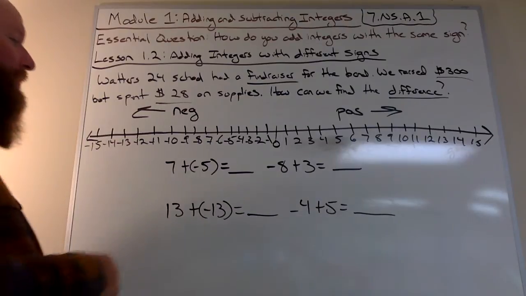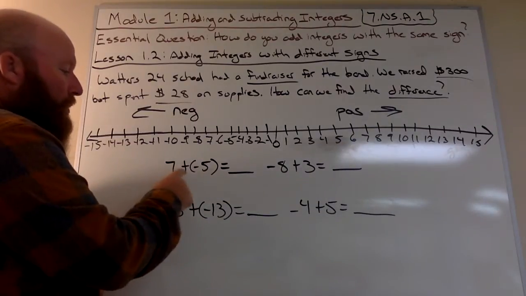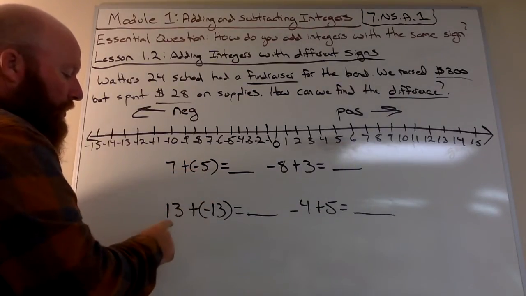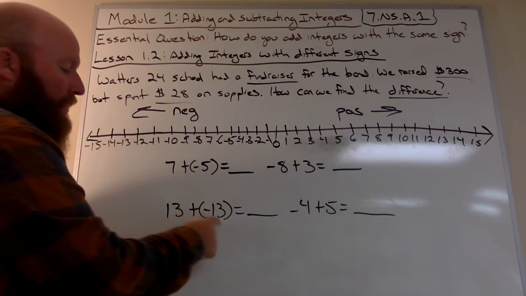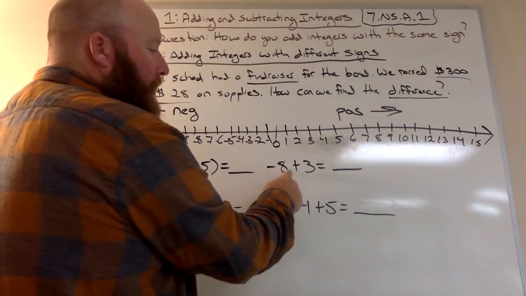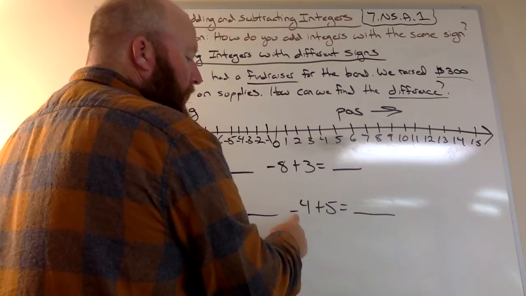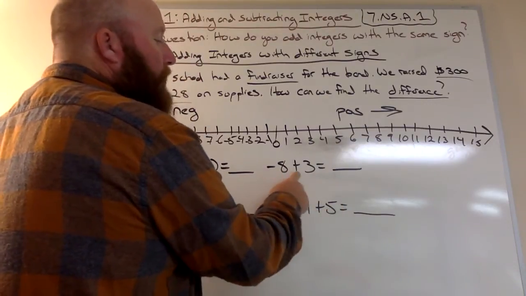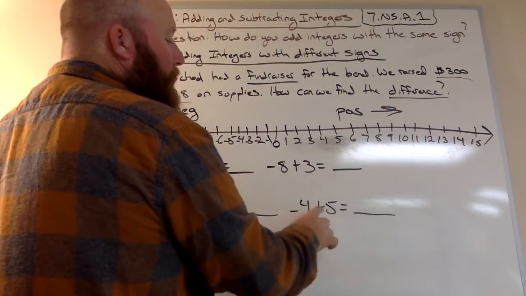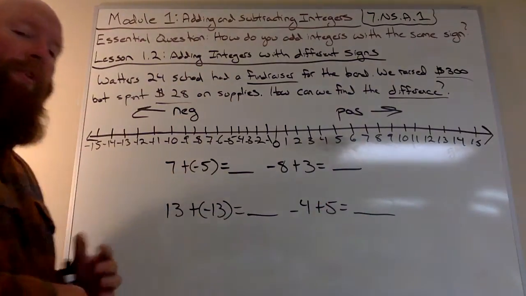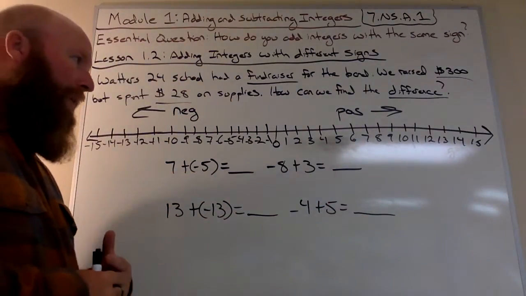So when we're doing this, we're taking a 7 plus a -5. We're doing a 13 plus a -13. We have a -8 plus a -3, and a -8 plus a +3, and a -4 plus a 5. So when you're looking at those four problems, think about it.